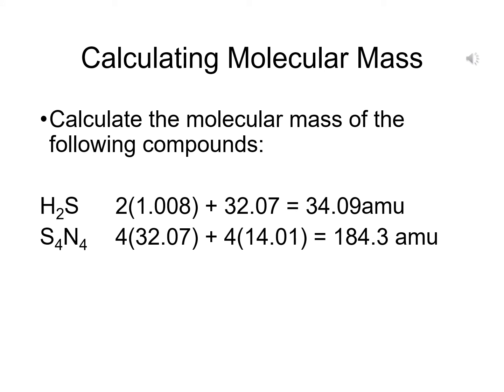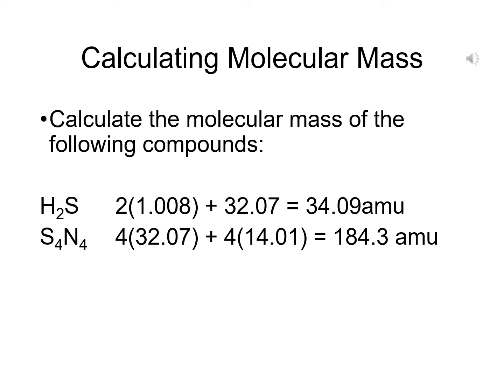Okay, how did that go? So let's talk about our first compound. So we have 2 hydrogens and 1 sulfur in this compound. So we have 2 times 1.008, the atomic mass of hydrogen, plus 32.07, the atomic mass of sulfur. This gives us a molecular mass of 34.09 AMU.